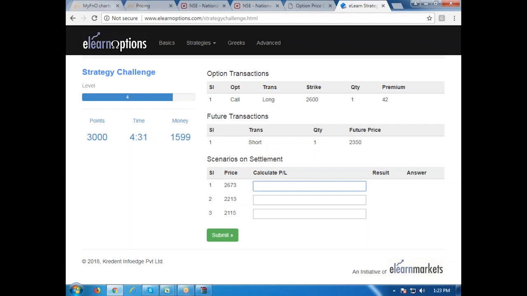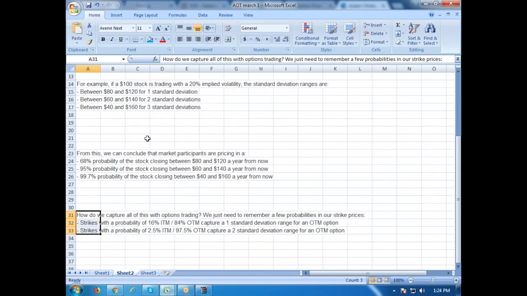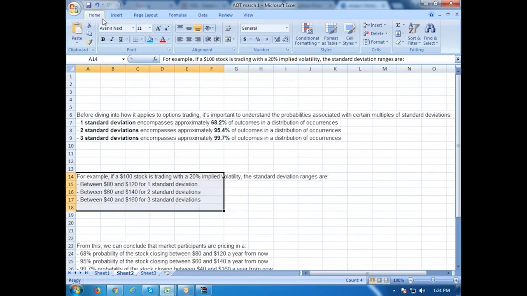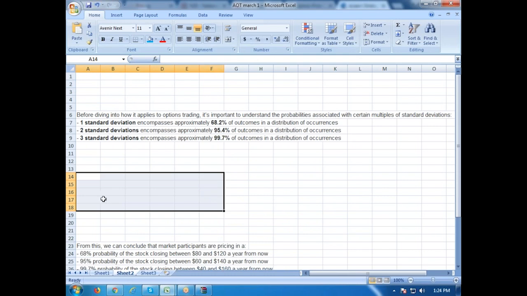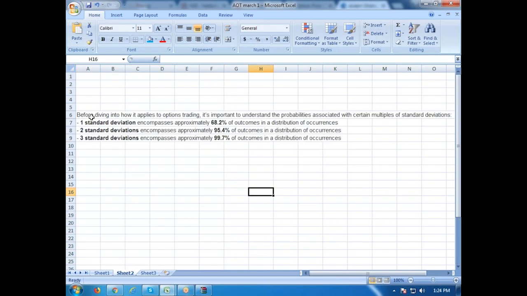अप्लाई कहाँ पे कर रहे हैं ये आपको यहाँ पे सीखना है. यही मेरे ख्याल से आई ट्राइड टू टीच. आई डोंट नो हाउ सक्सेसफुल आई वाज. स्टैंडर्ड डेविएशन. One standard deviation means 68.2% outcome of the distribution.